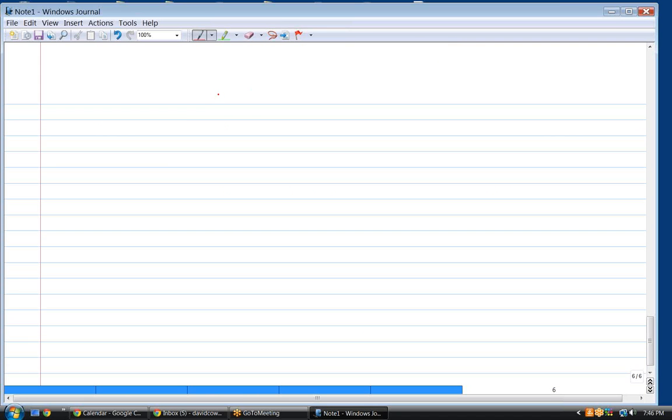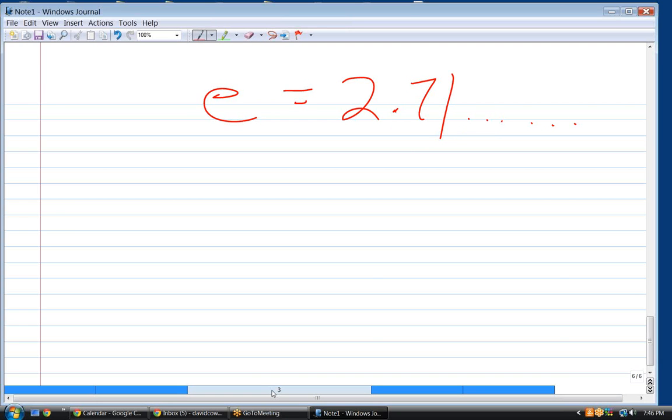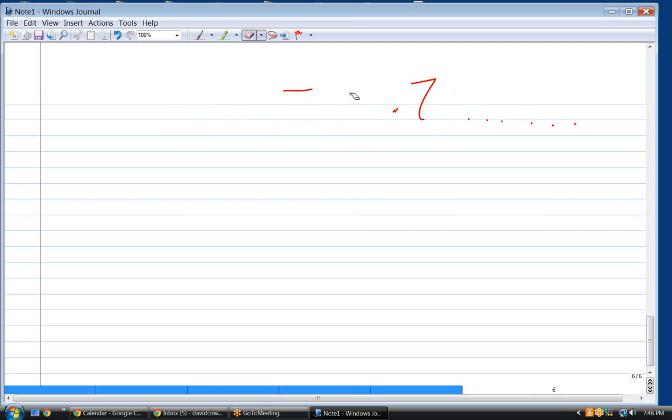You know what e is? Isn't it 2.71? Yeah, approximately. In other words, that's a non-repeating decimal, a lot like pi. So e is an irrational number. There's no way to write it as a fraction. But 2.71 is a good approximation of it.